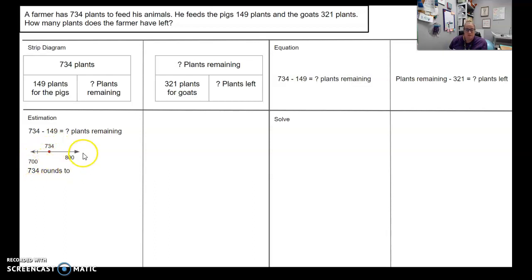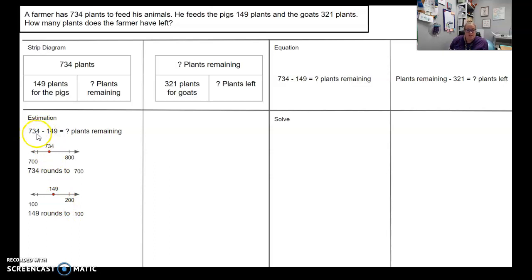I have 700 on this side and 800 on this side. Is 734 closer to 700 or 800? That's right, it's closer to 700. So I'm going to say 734 rounds to 700. I'm going to do the same thing for 149. I have 100 on this side and 200 on this side. Now 149 is a very tricky number because it's super duper close to being right in the middle, but it's not quite there yet. So since it's not quite there yet, I'm going to go ahead and say 149 rounds to 100.